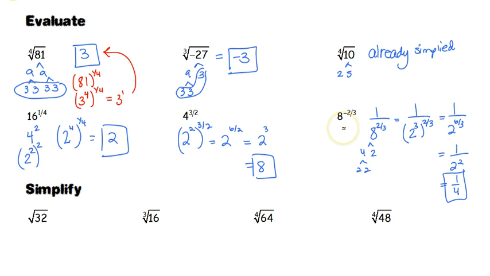And then we have a negative exponent, so we move that to the bottom to make that exponent a positive. Our same rules still apply. You have to have positive exponents in your answer. 8 can be rewritten as 2 to the 3rd power. 3 times 2/3 is 6 over 3, which is just 2 squared, which leaves us with our answer of 1/4.